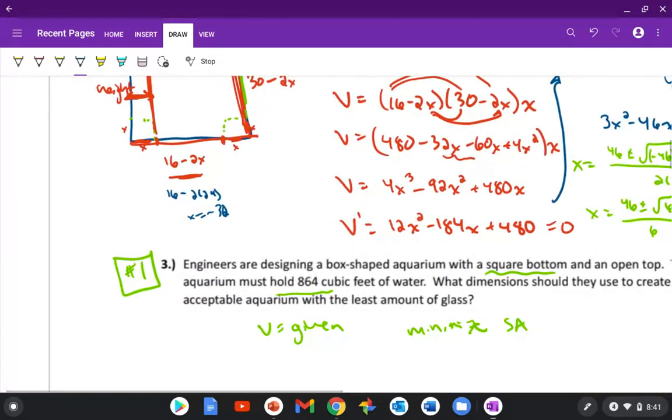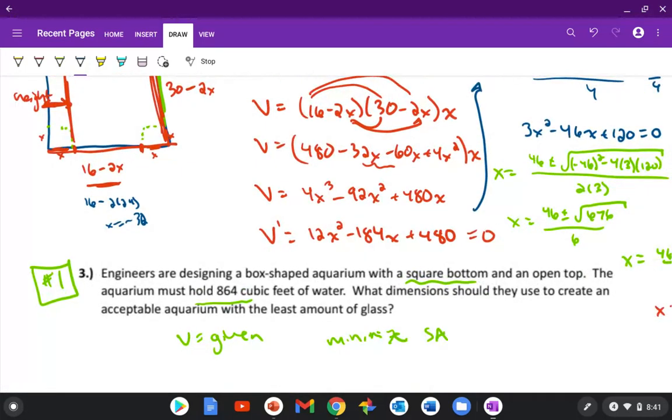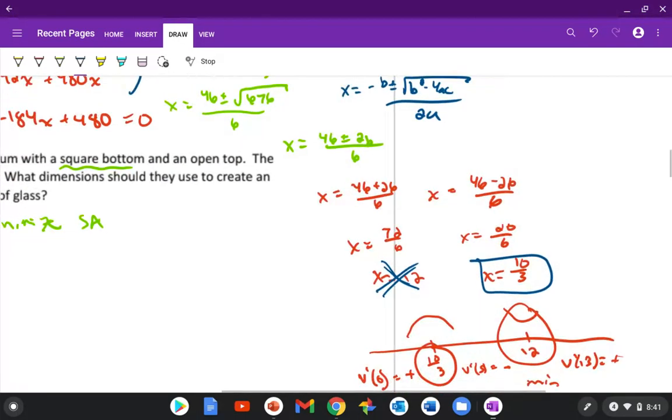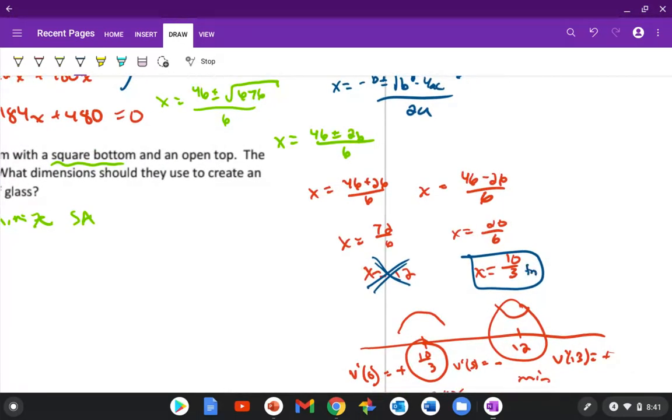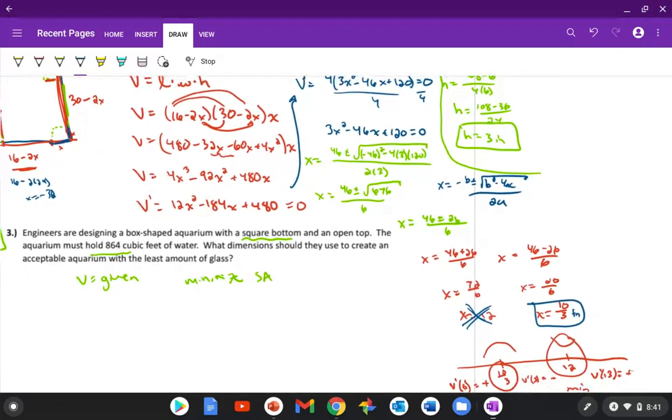So you could actually rule this one out just by plugging it in. 10/3, however, does work because we would get 16 minus 2 times 10/3. That would be a positive number. So we were just asked to find what size we would have to cut out, and that would be 10/3 of an inch. We would need to cut out the x's of 10/3 of an inch. Okay? And that would give us the largest volume.